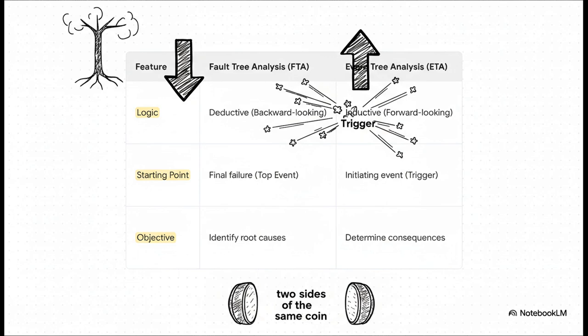You can see FTA is deductive. It works backward from a known failure to find the cause. Meanwhile, ETA is inductive. It starts with a trigger and pushes forward to find the consequences. They really are two sides of the exact same risk analysis coin.